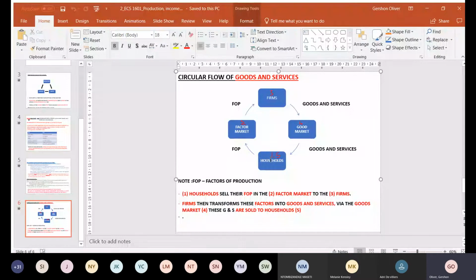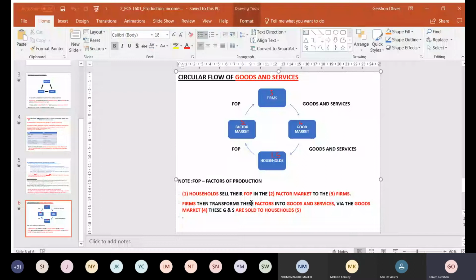The households are the owners of the factors of production, and they put them up for sale within the factor market. So who purchases that? It's the firms. You can follow it right at the bottom over here. Essentially, I'm just repeating exactly what I'm saying at the bottom. The households sell their factors of production in the factor market to the firms. The firms then transform these factors into goods and services.